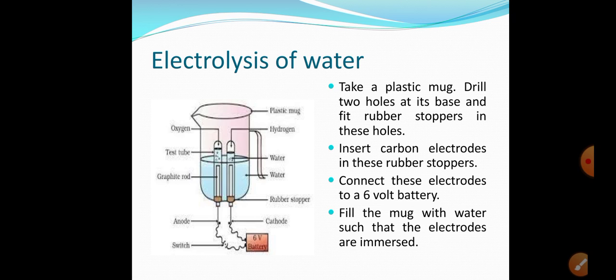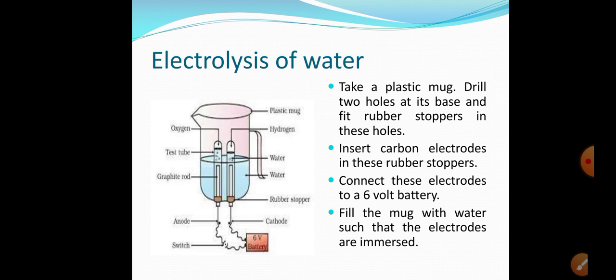So till now, we have studied the decomposition reaction in presence of heat. Now, we will study the decomposition of water in presence of electricity. So electricity is another form of energy. So let us study the electrolysis of water.